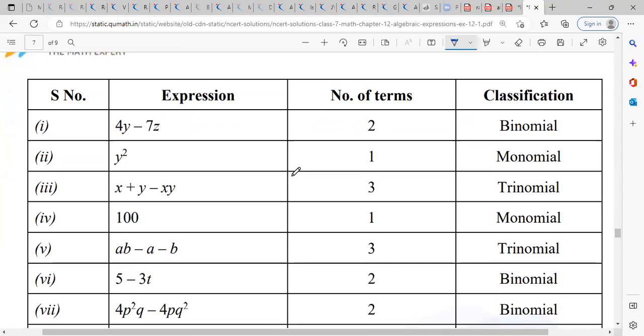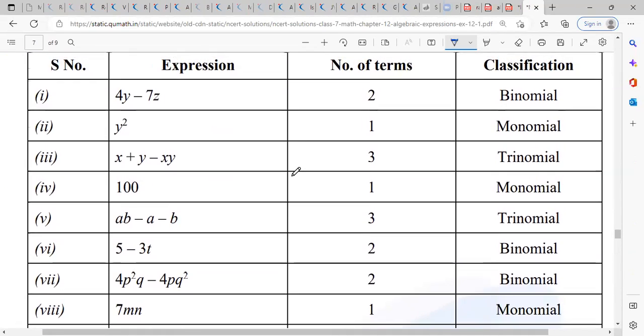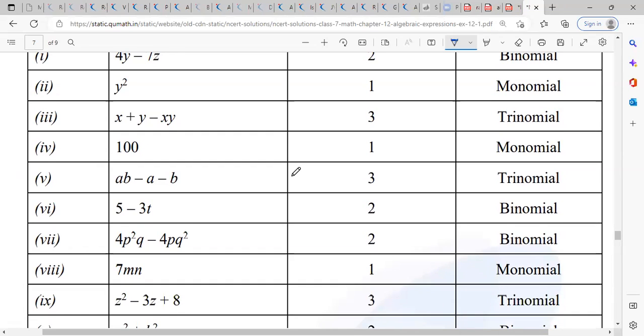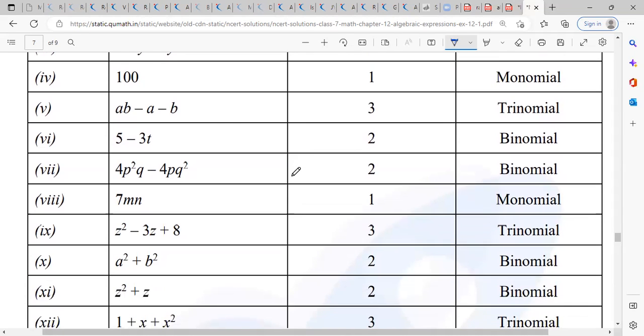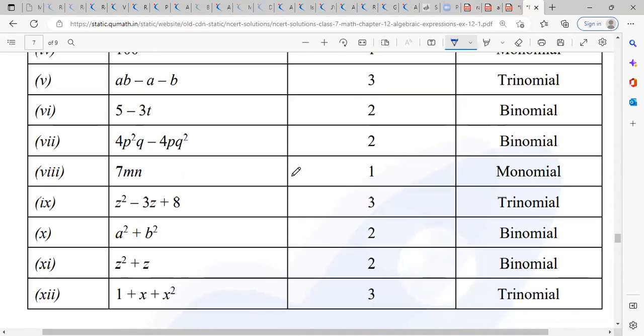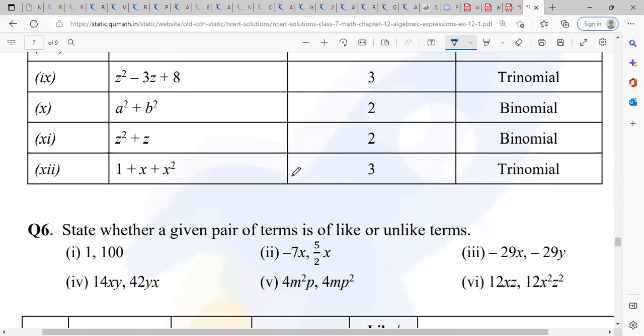Okay. 7. 8. Okay. 9, trinomial, and 10, binomial. 11, binomial. 12, trinomial. Good. Now coming to this one, state whether a pair of terms is like terms or unlike terms.